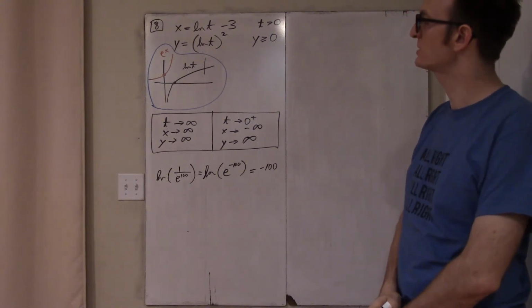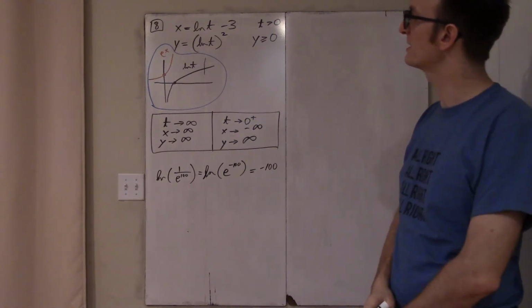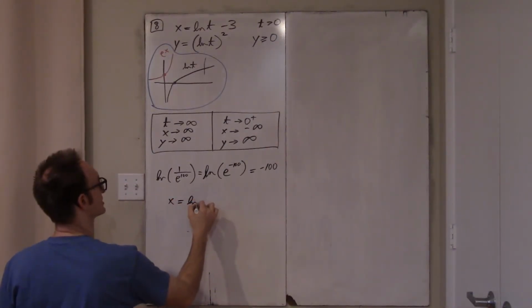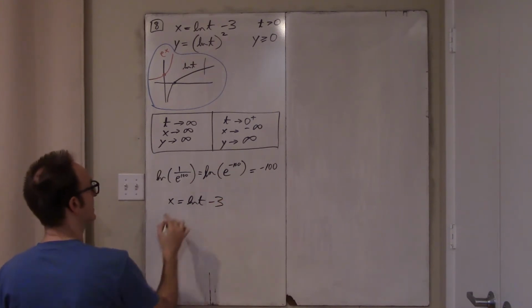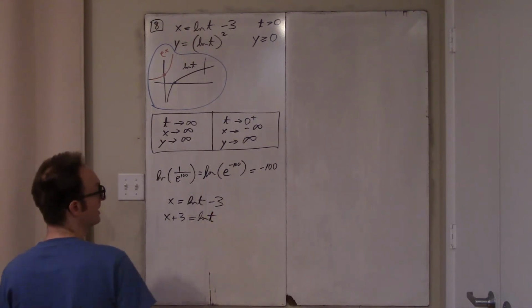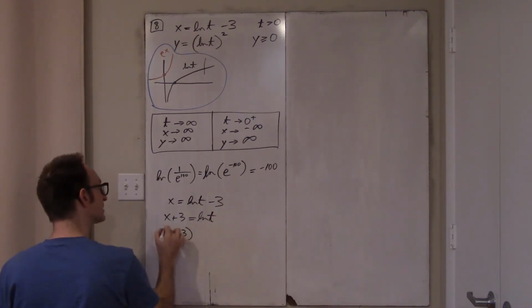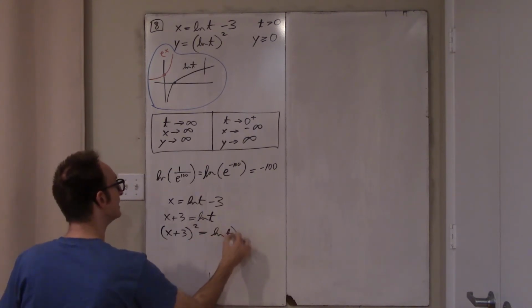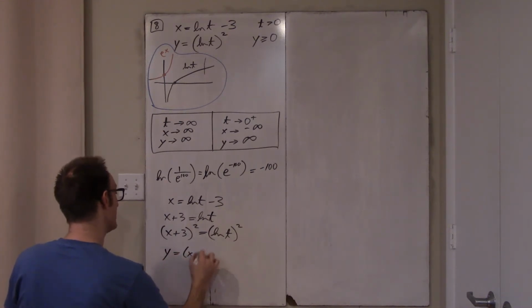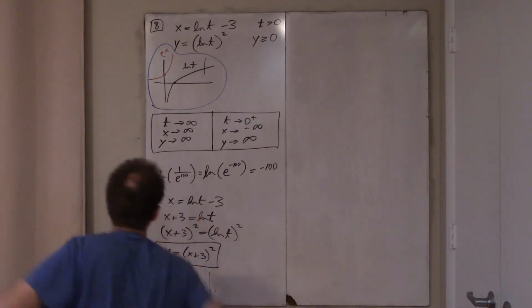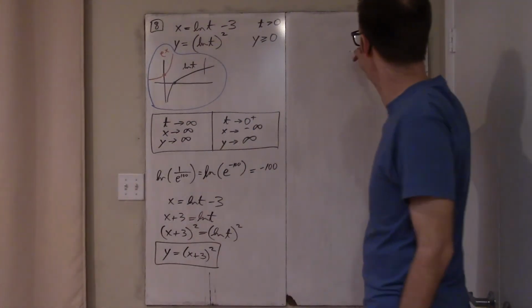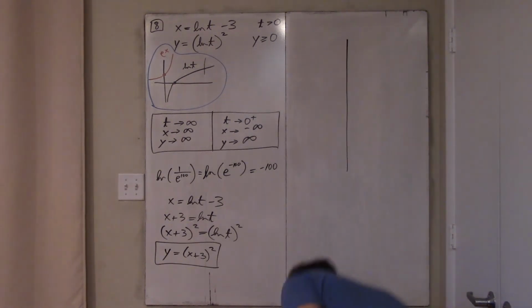Okay, so I did my restrictions, I did my end behavior step. Let's eliminate the parameter now. Well, okay, kind of big surprise. x = ln t minus 3. What do I get? I get x plus 3 is ln t, and then if you square both sides of this, you get x plus 3 squared equals ln t, quantity squared, and that's just y. And so once again, I have the same relationship between x and y, but there the similarities end, maybe. Let's go and graph it now.